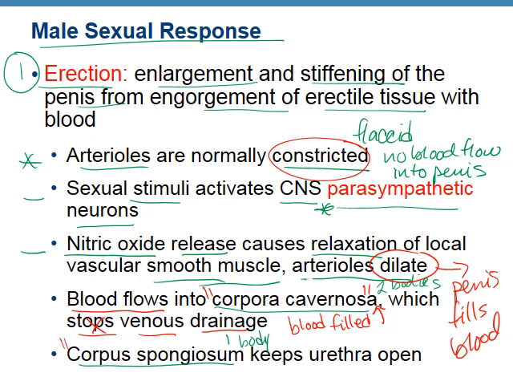Remember, we have the corpus spongiosum. This is another erectile tissue. It doesn't fill as much as corpora cavernosa, but its job is to keep the urethra open so that the sperm can flow out of the urethra.